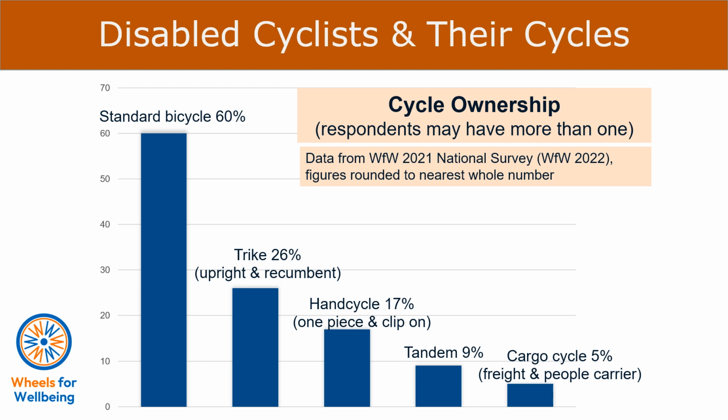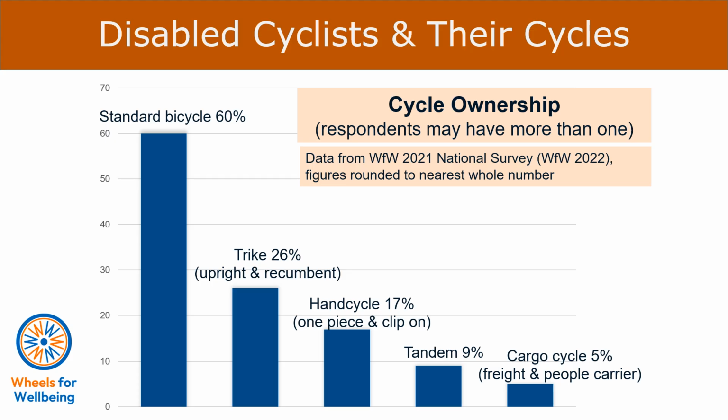So now we've had a bit of an overview of some of the different cycle types that exist and the language that we use about cycling. Let's have a look in a bit more detail about the types of cycles that disabled people use, and specifically here the types of cycles that disabled people own.